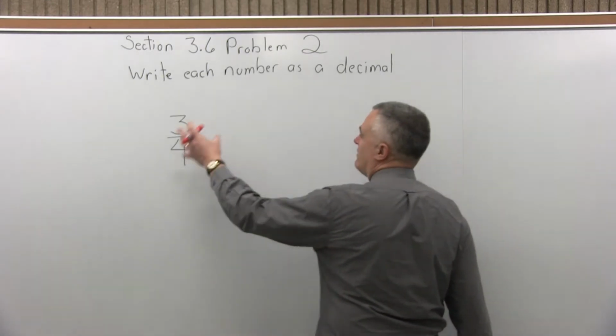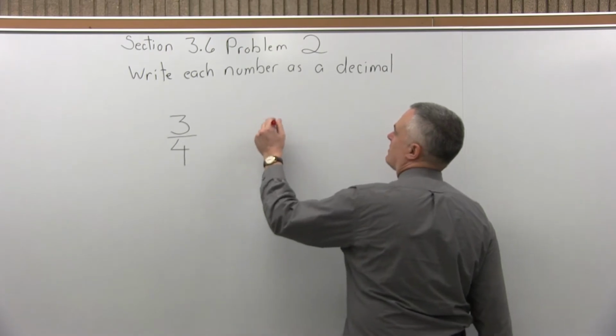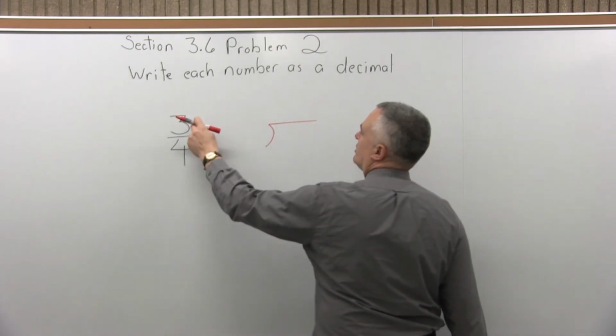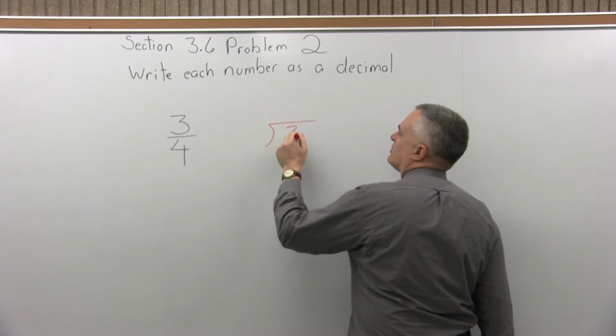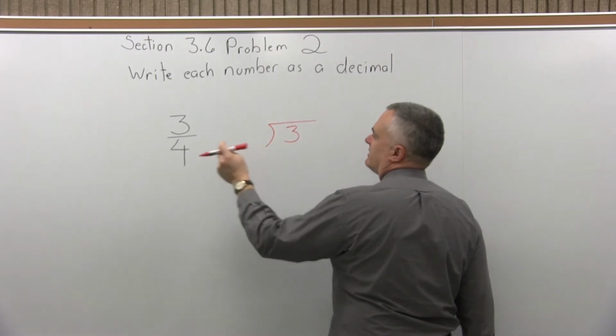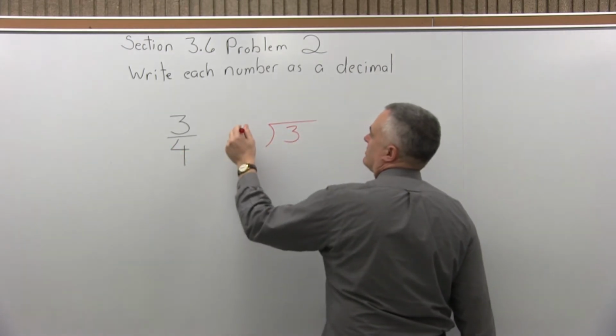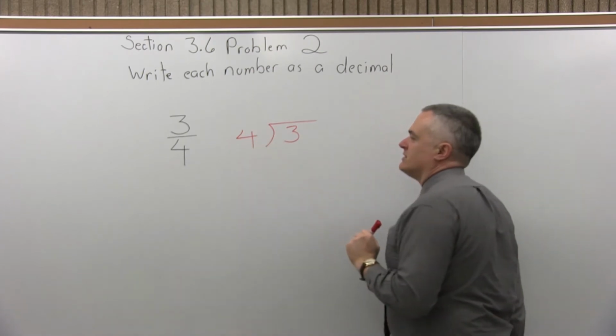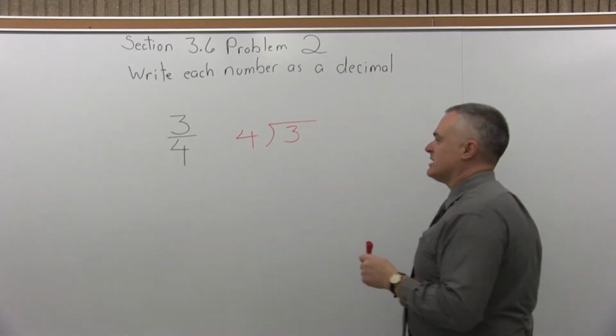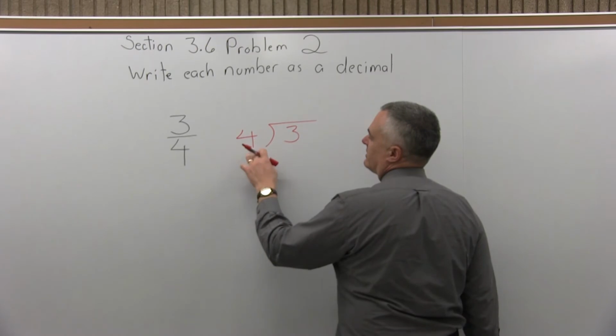What you have to do, any fraction, you're going to write it as a division problem. So I'll make my division symbol. The numerator goes under the division symbol. It would be called the dividend. The denominator goes in front of the division symbol. It's called a divisor. The names aren't really important. So now you start the division problem.